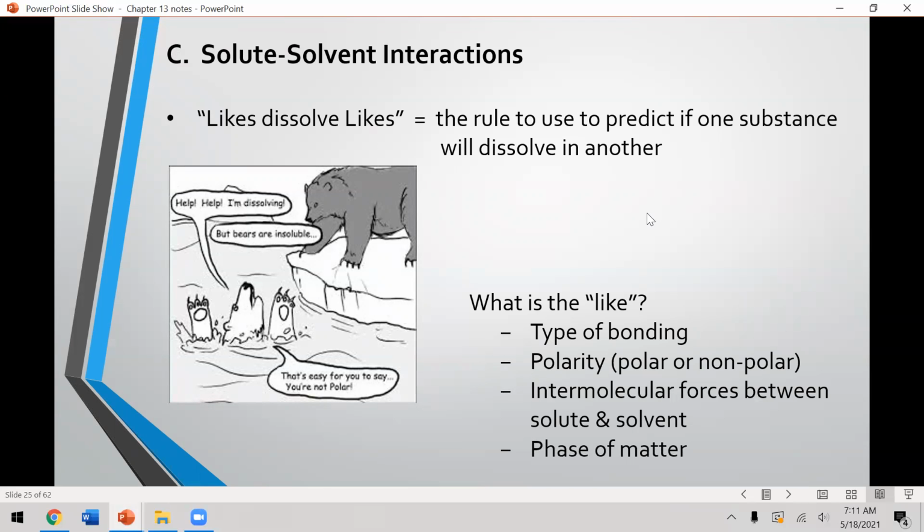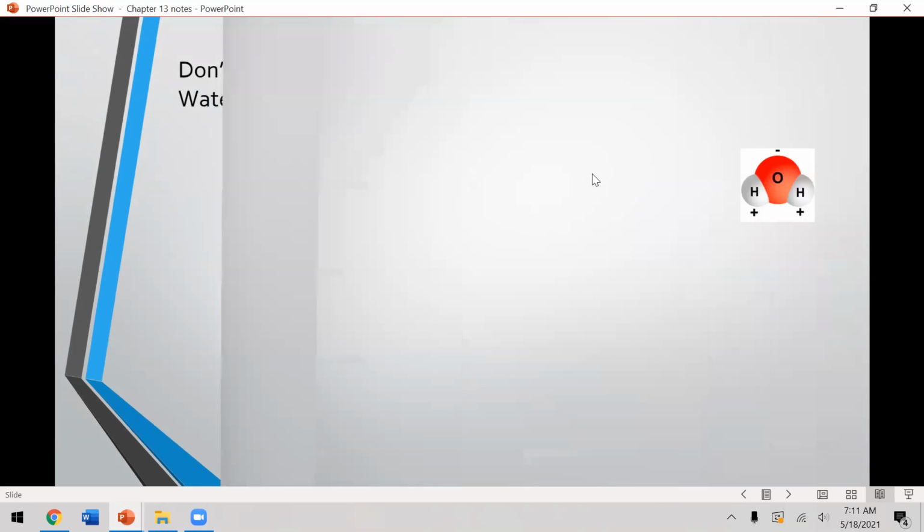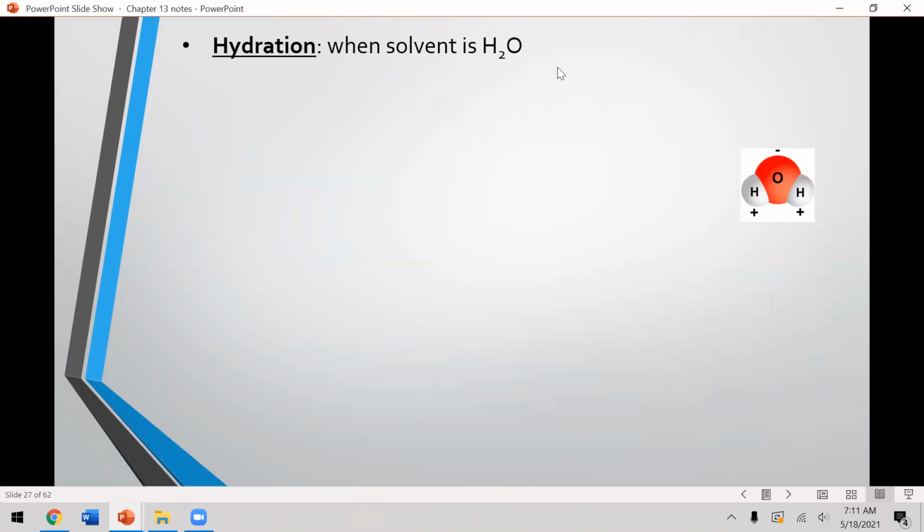Also, the phase of matter can sometimes help something dissolve, but not always. So I just said water is a polar molecule. You have this uneven distribution of charges, and that's what makes it polar. Okay, so what is hydration?